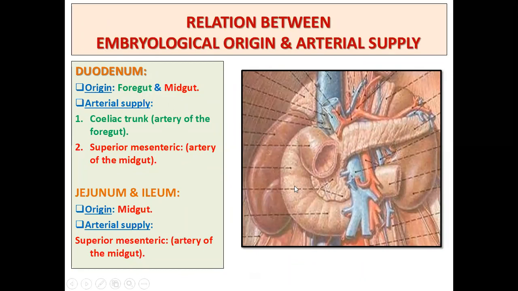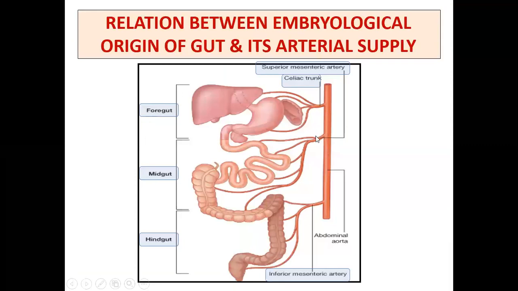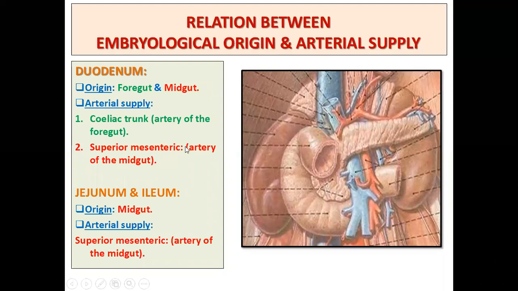This is the duodenum here, which is retroperitoneal, totally adherent, and non-mobile because it is retroperitoneal. Up to here it develops from the foregut, and below this from the midgut. So the arterial supply will be by two arteries. The artery of the foregut will be the celiac trunk, as we saw before. Then the artery of the midgut will be the superior mesenteric artery.